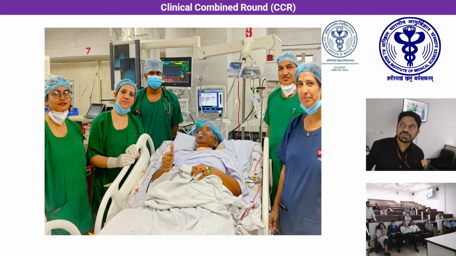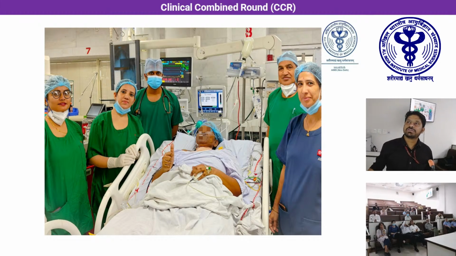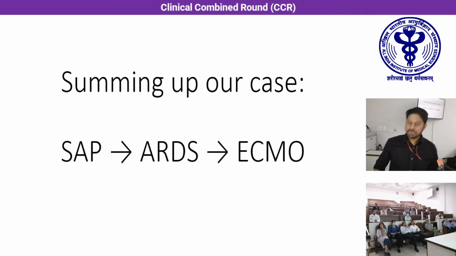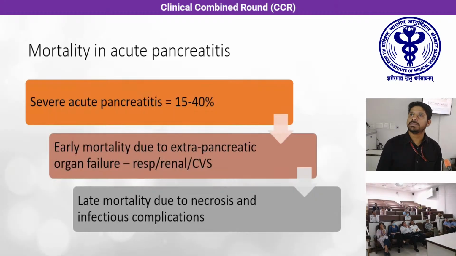So this was the day when we were shifting the patient to the ward, and you can see the tracheostomy has been removed. She does not have any more lines, and she was feeling better. Okay, so just to sum up our case, this was a case of severe acute pancreatitis who subsequently developed severe ARDS and then was rescued using the ECMO strategy.